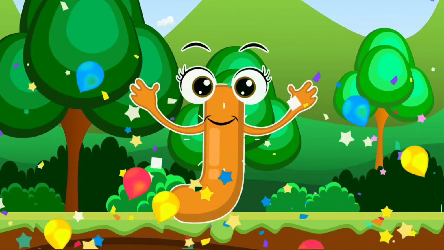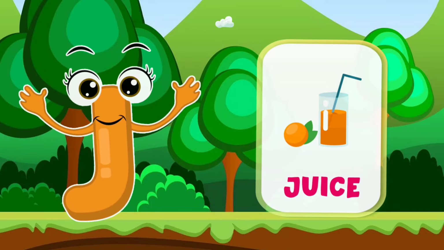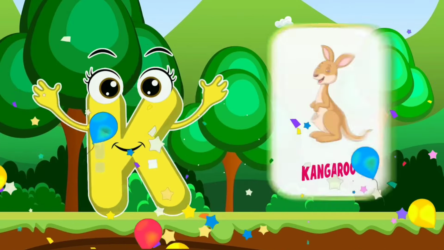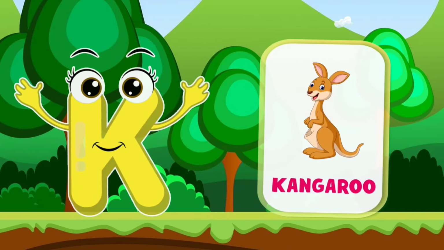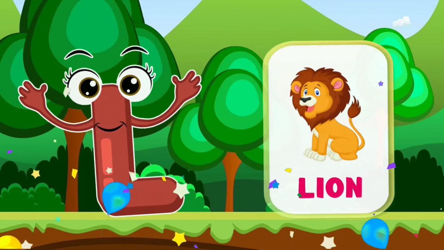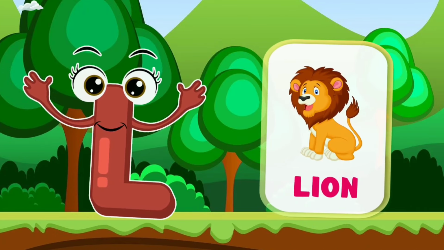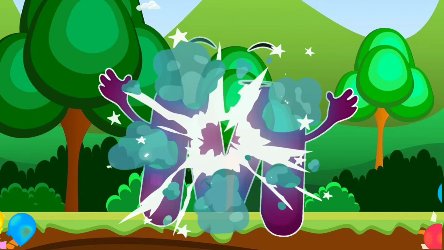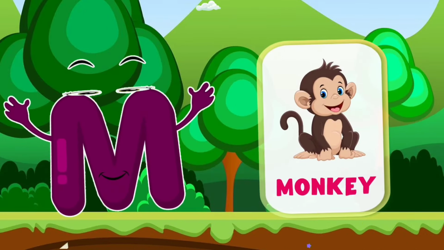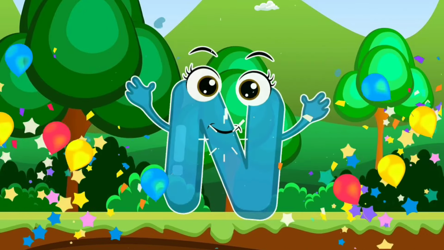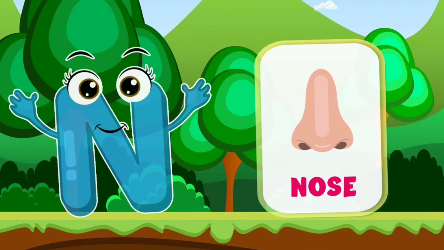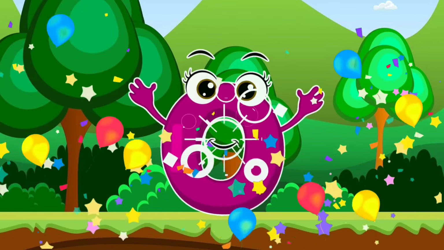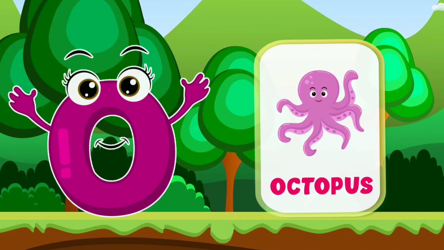J is for juice, juice. K is for kangaroo, the kangaroo. L is for lion, lion. M is for monkey, monkey. N is for nose, nose. O is for octopus, octopus.